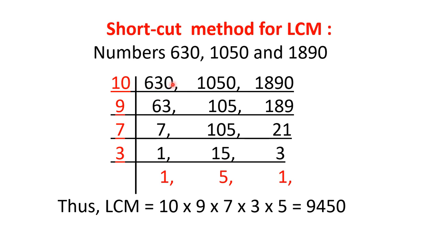Now I see that 0 is here, 0 is here, 0 is here. So I could first divide by 2 and then divide by 5. That would be two operations. So instead of doing that, I straight away divide by 10. So 630 becomes 63, 1050 becomes 105, 1890 becomes 189.